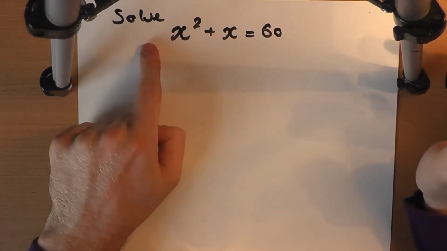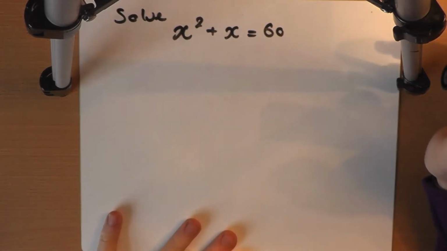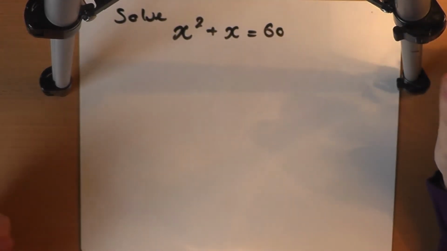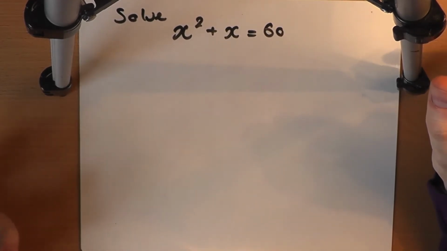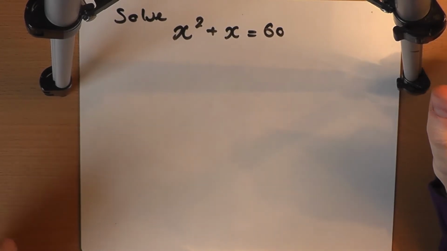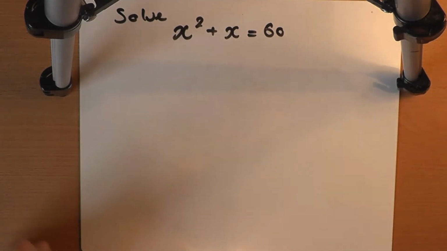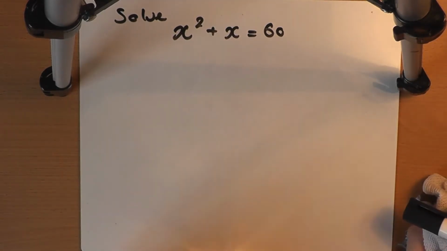Now what this says, x squared plus x equals 60, this says that there is a number that we're using x as a code for, that when I square it and add another copy of that number to it, I get exactly 60. However, a question like this would actually be worded slightly differently, and it would always be worded in exactly the same way.